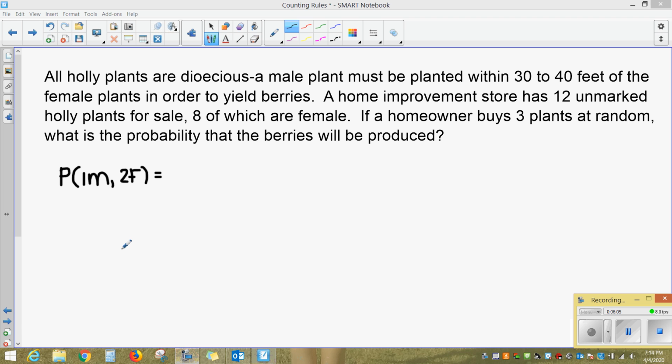One way that we can make sure we end up with berries is if we have 1 male and 2 female plants, and so we should be able to figure out that probability. But also, there's another possibility here. If 2 of the plants are male and 1 of them is female, we'll also still get berries on our plants once we get them put in the ground. So there's 2 different probabilities that we're going to get to figure here.